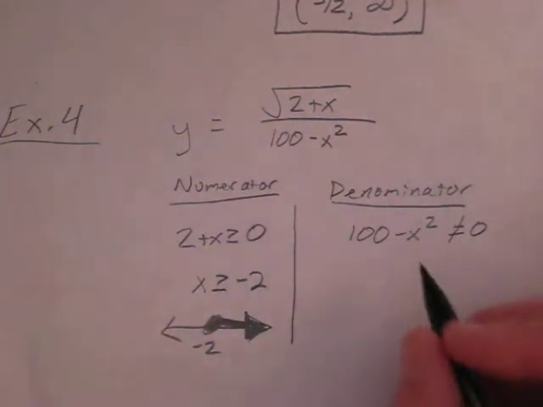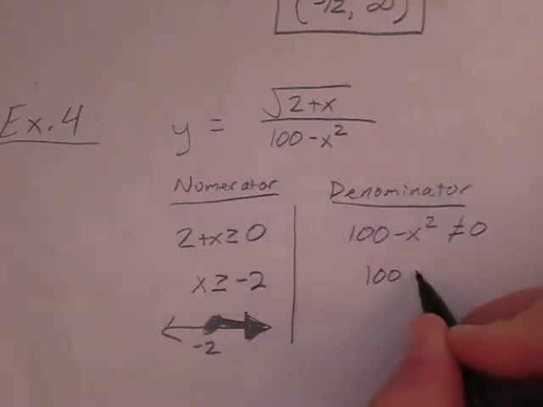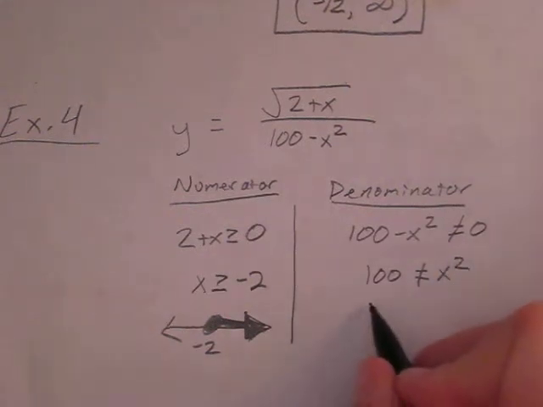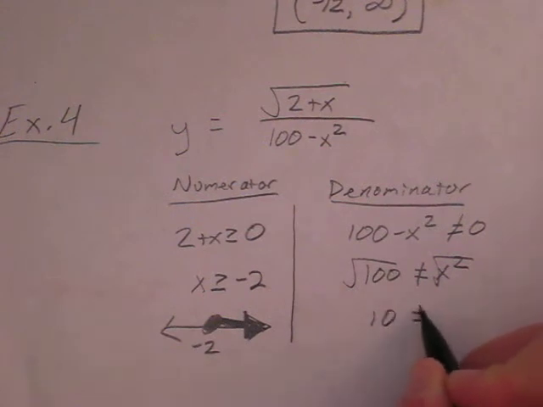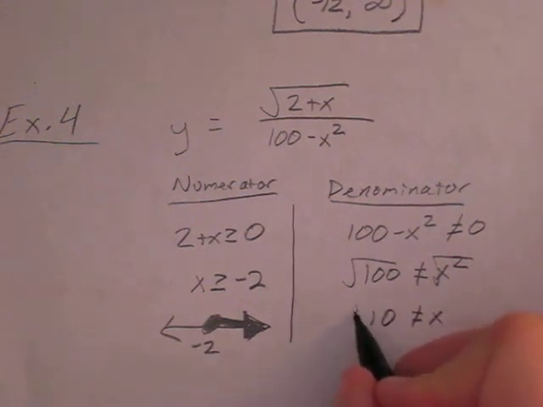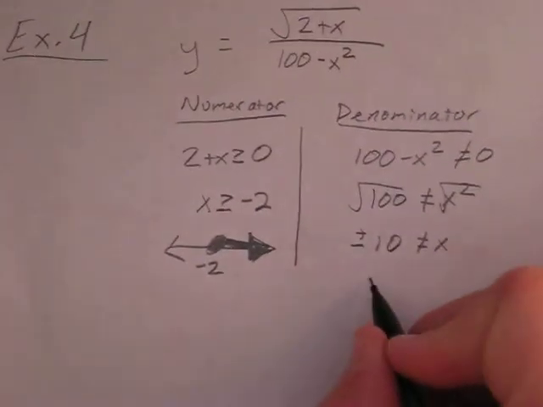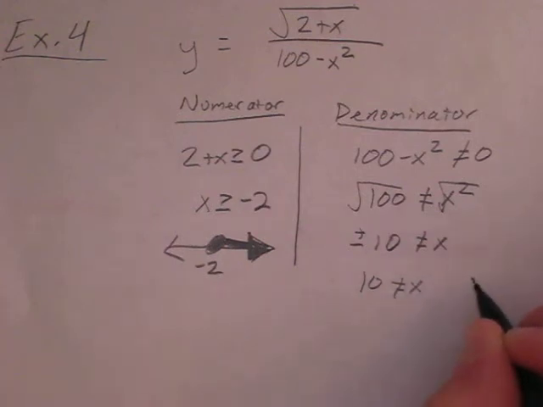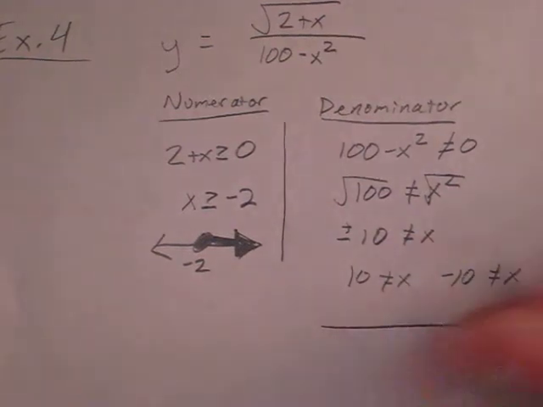Now here's my denominator. I'm going to solve this using either factoring or the square root method. So 100 cannot equal x squared. I take the square roots of both sides, and 10 cannot equal x. Don't forget to say that it's the positive and the negative values of 10. So 10 cannot equal x, and -10 cannot equal x. And this is what goes in our number line.